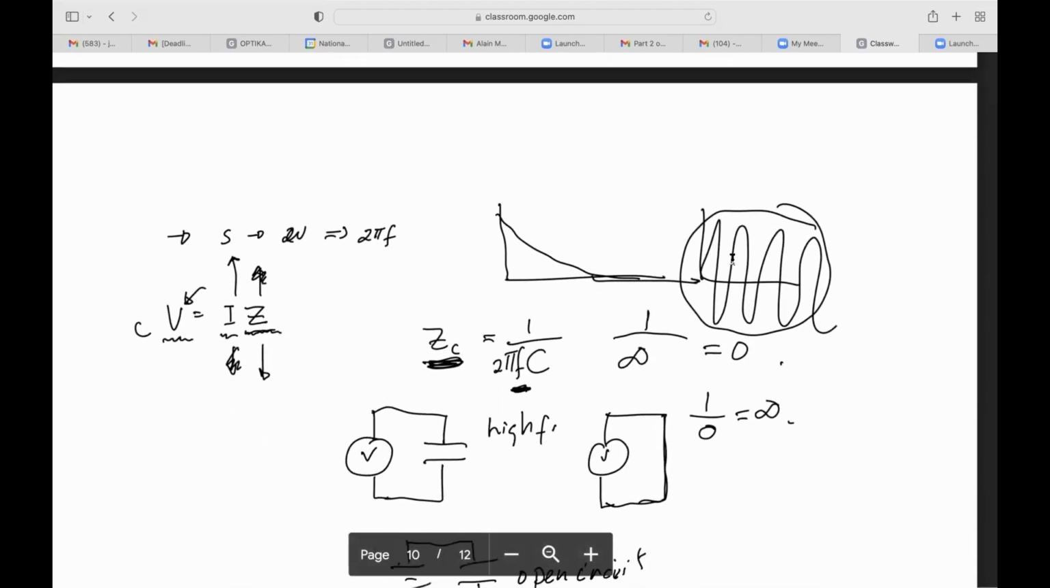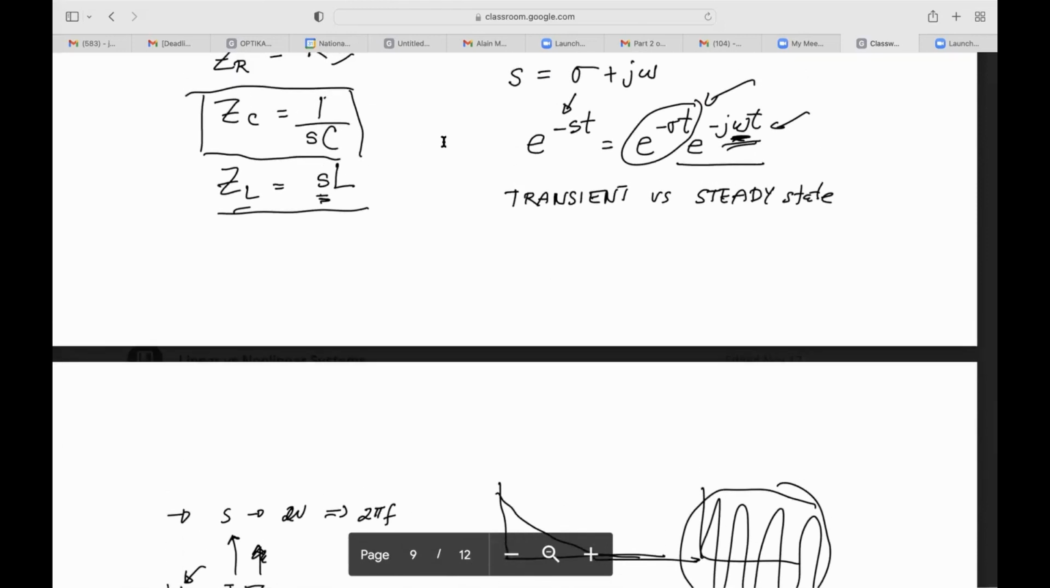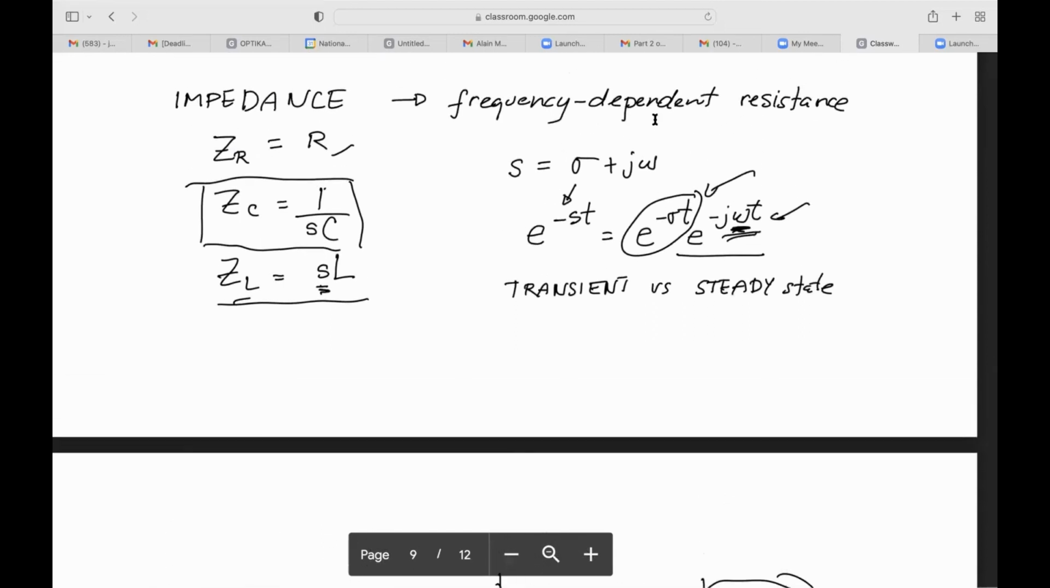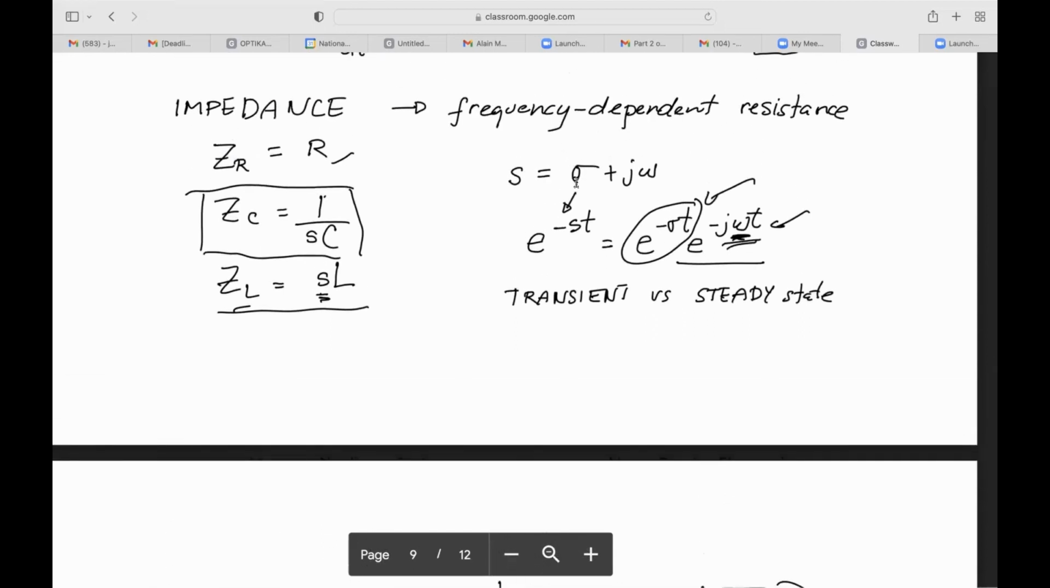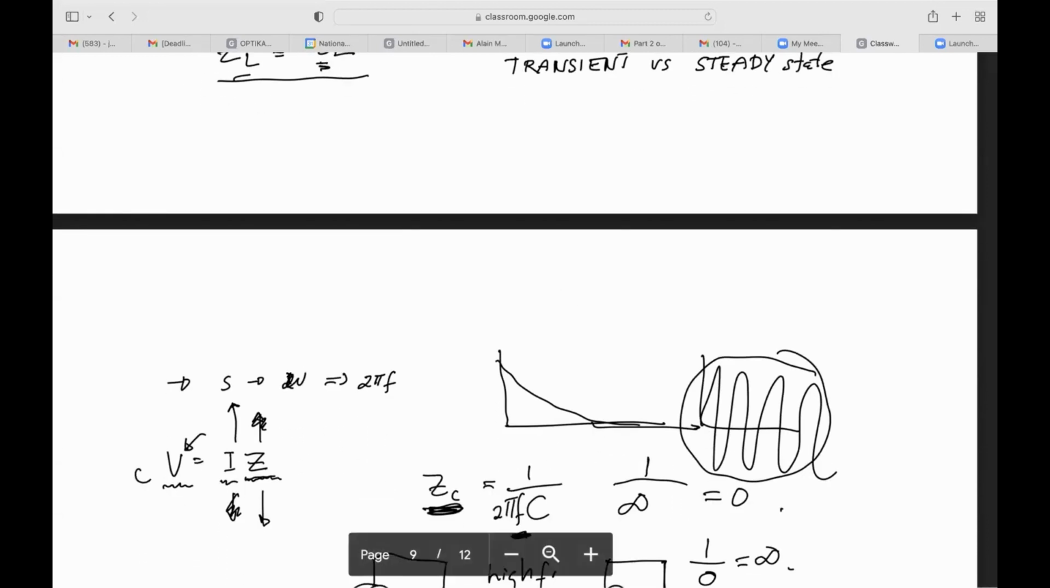Now, if you see this, 1 over SC, and then if you think about the steady state, essentially what we will do is imagine that the exponential frequency is zero. When you talk about the steady state, your input is a sinusoid. Essentially, what you're after is the frequency response of the system. This will disappear, and what remains is S equals j omega. Okay? All right? And so, only omega will remain.